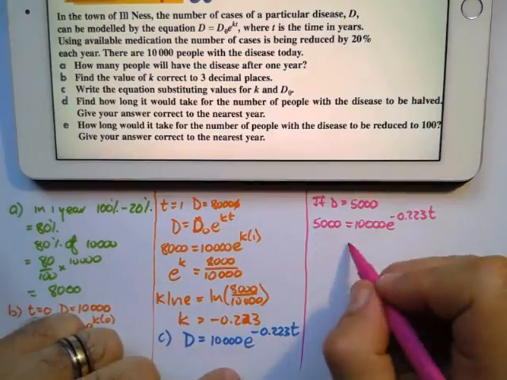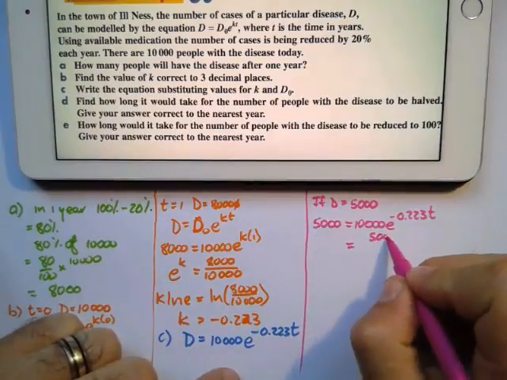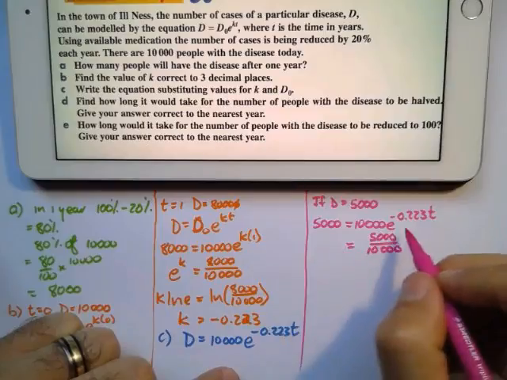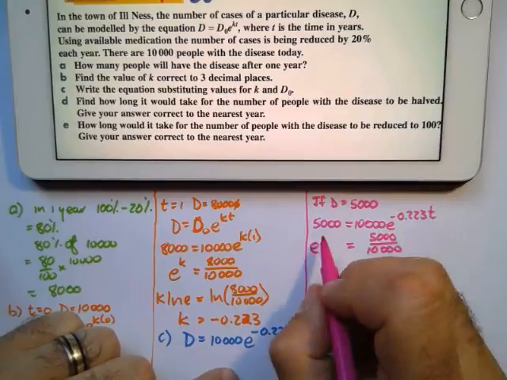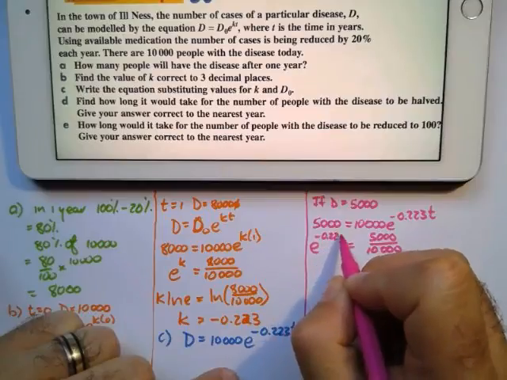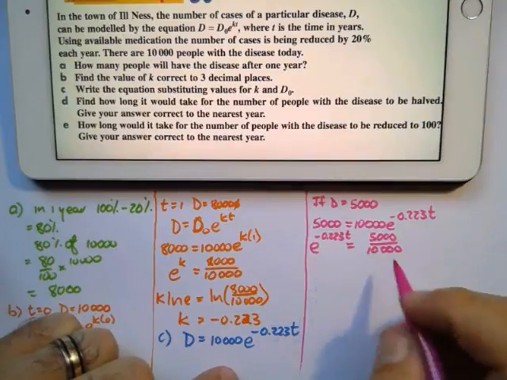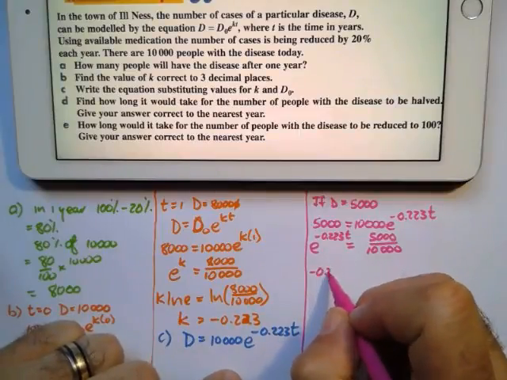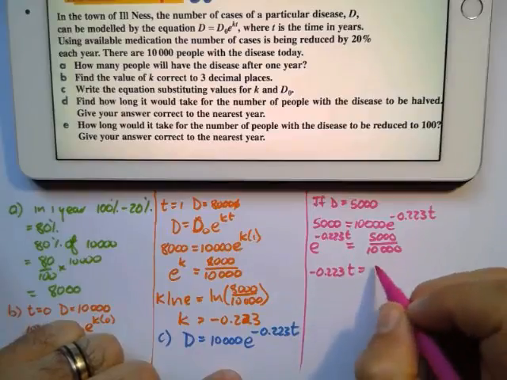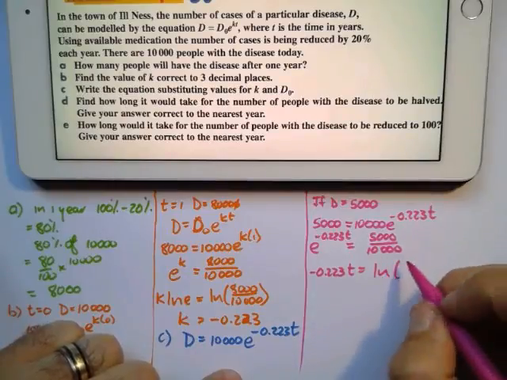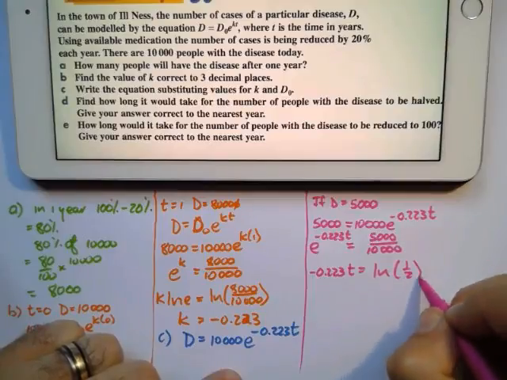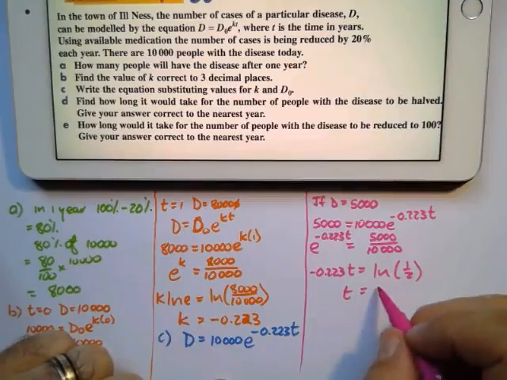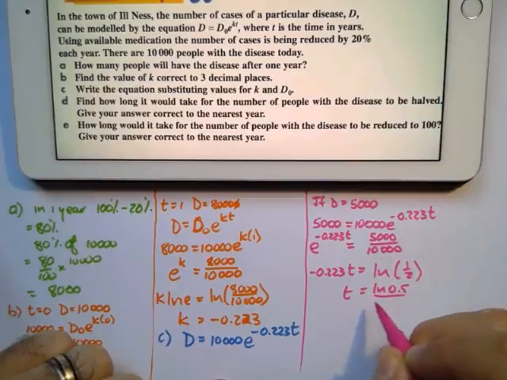I'm going to divide by 10,000, and I'm going to swap sides. So it's going to be 5,000 divided by 10,000. Okay, and I'm going to bring this over, and I'm going to take e to the power negative 0.223 t. I'm going to take ln on both sides, or write it in exponential form, which gives us minus 0.223 t equals the ln of 5,000 divided by 10,000, which is a half. So t equals the ln of a half, the ln of 0.5, divided by negative 0.223.